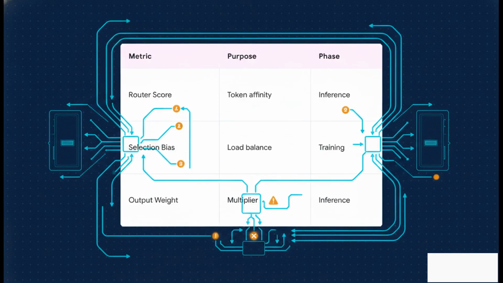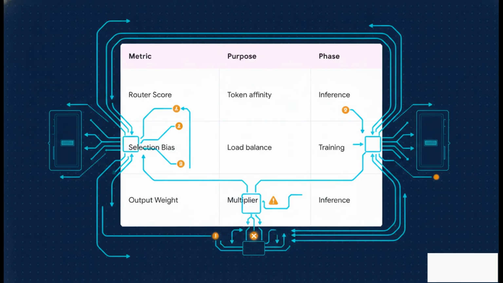First up, the router score. This is used during inference, and it simply measures the token-to-expert affinity, how well the data matches the math. But then, we have selection bias, which operates during training. This is a load-balancing adjustment to make sure experts are utilized fairly.